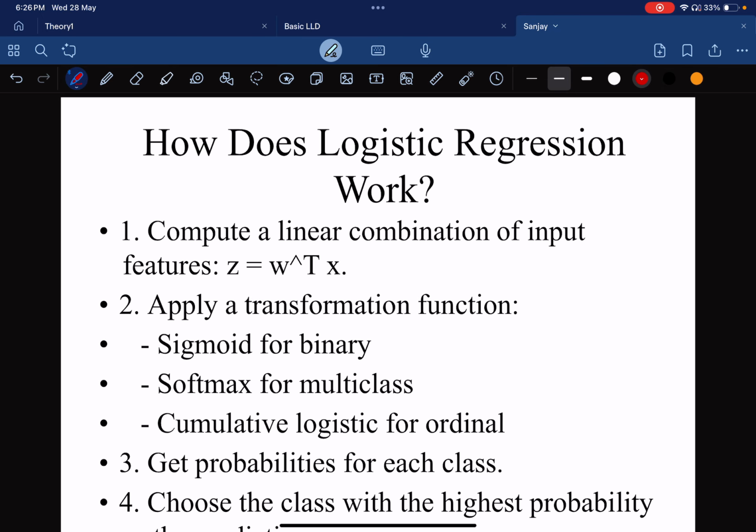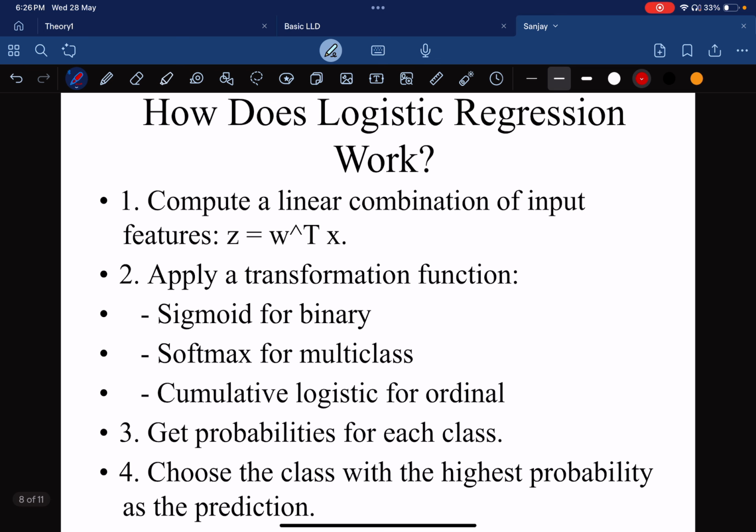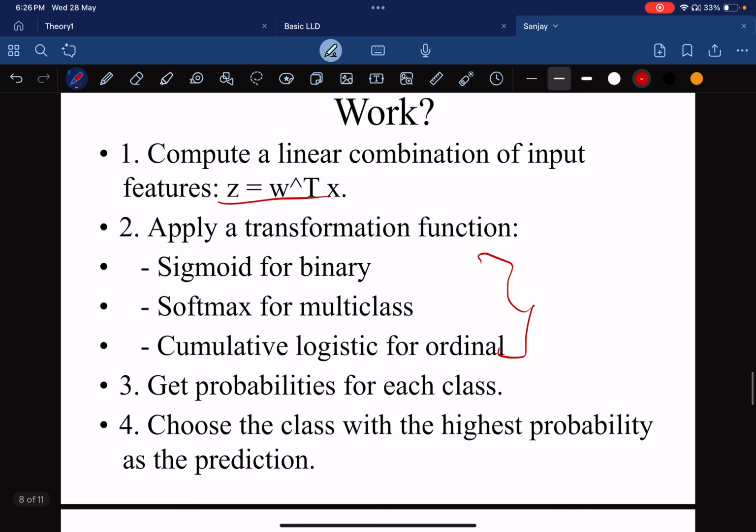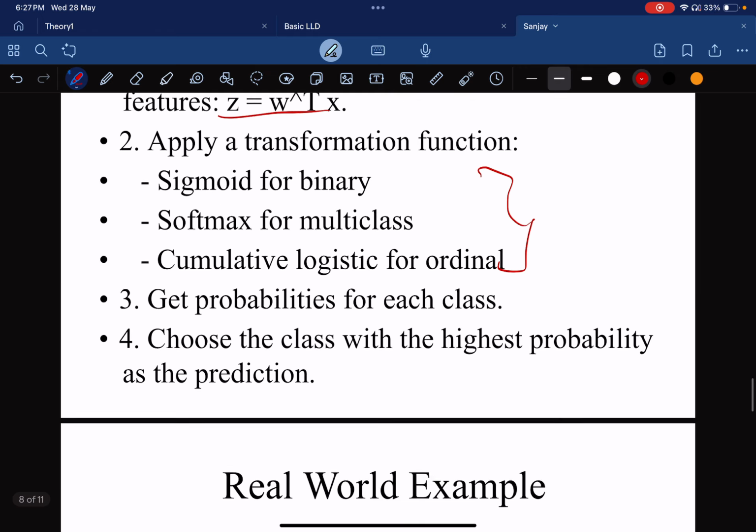How does logistic regression work? First, it computes the linear combination of inputs, and applies the transformation function based on which type we are using, binomial, multinomial, or ordinal. It puts the value through the corresponding function and gives the probability of the data belonging to each class. Then it chooses the class for the data based on which class has the highest probability.